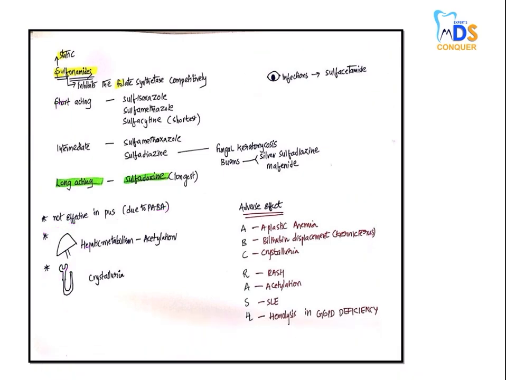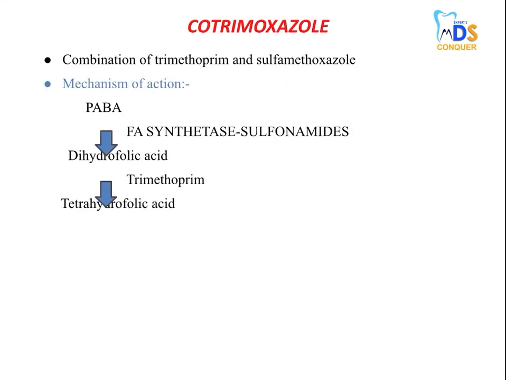And the adverse effects: ABC rash, that is aplastic anemia, kernicterus, crystalluria, rash, acetylation, SLE and hemolysis in G6PD deficiency. All these are the important adverse effects related to the sulfonamides, and very important for the mechanism of action is that it causes competitive inhibition of the folate synthase.